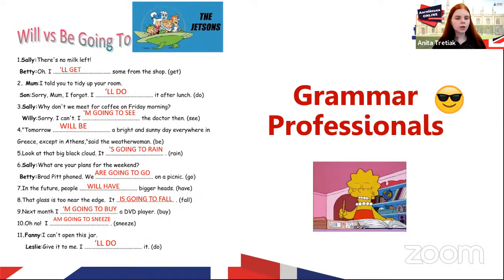Fanny, I can't open this jar. Leslie, give it to me. I'll do it. So for this one, you can use a will because this is the offer from Leslie to Fanny. And Leslie can do this for Fanny, and this is just a good thing, good offer from her.